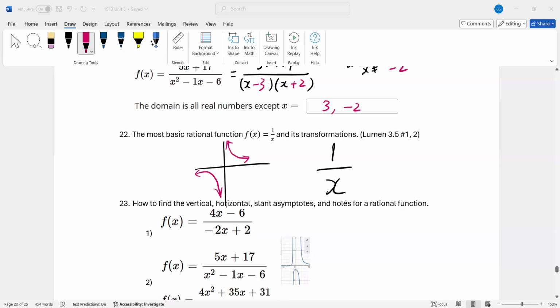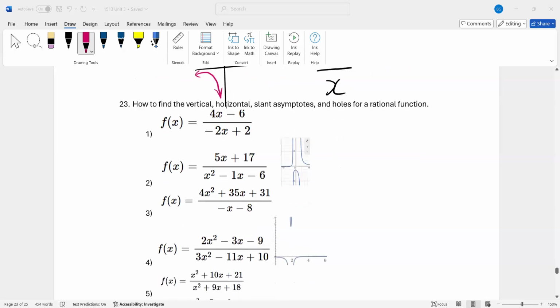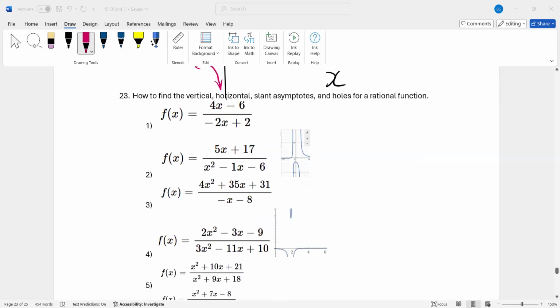Yes. Question number 23 is very important. Through this problem, we want to learn how to find vertical asymptotes, horizontal asymptotes, or sometimes the rational function has slant asymptotes, and how do we find them? And holes, sometimes the rational function has holes. Okay, let's get started.